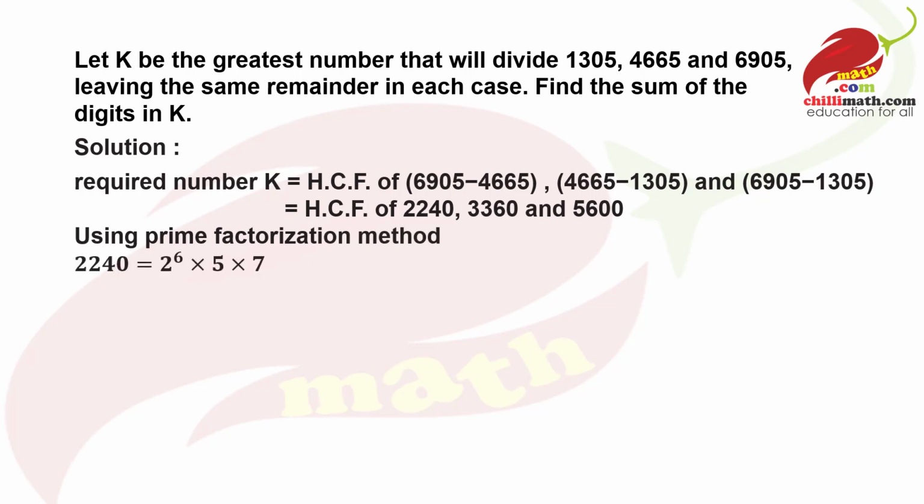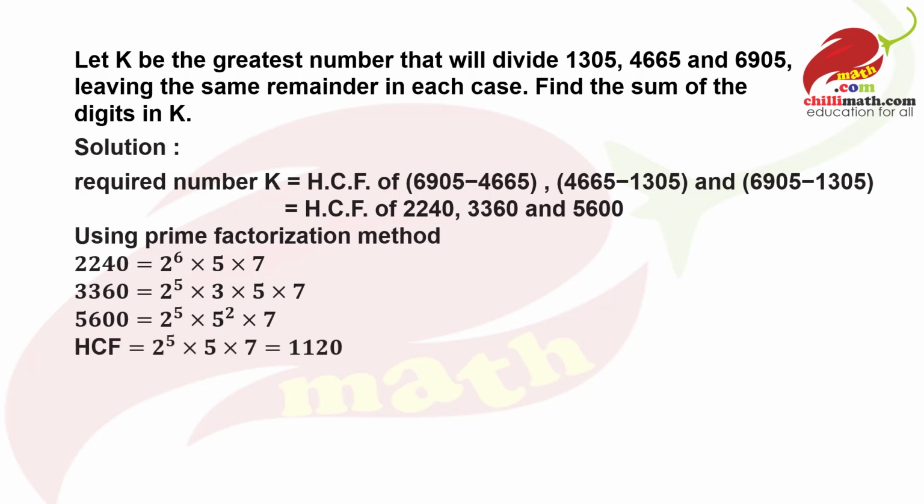2240 equals 2 power 6 times 5 times 7. 3360 equals 2 power 5 times 3 times 5 times 7. 5600 equals 2 power 5 times 5 squared times 7. HCF equals 2 power 5 times 5 times 7 equals 1120. Sum of digits in K equals 1 plus 1 plus 2 plus 0, that equals 4.